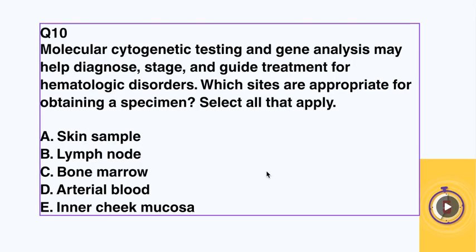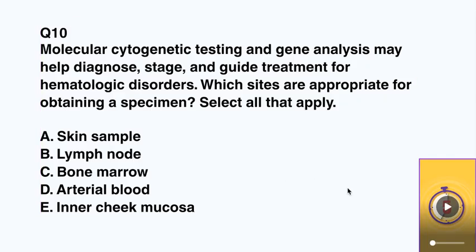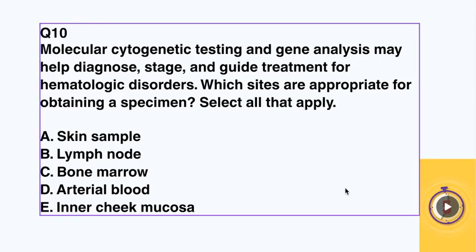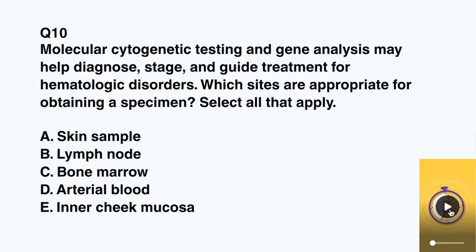Molecular cytogenetic testing and gene analysis may help diagnose, stage, and guide treatment for hematologic disorders. Which sites are appropriate for obtaining the specimen? Select all that apply. Okay, so letter A, skin sample. Letter B, lymph node. Letter C, bone marrow. Letter D, arterial blood. Or letter E, inner cheek mucosa.